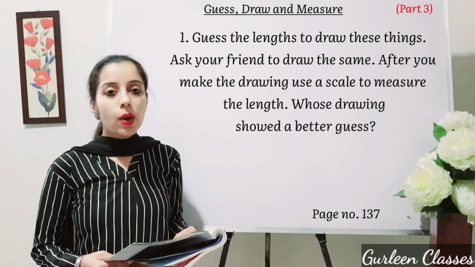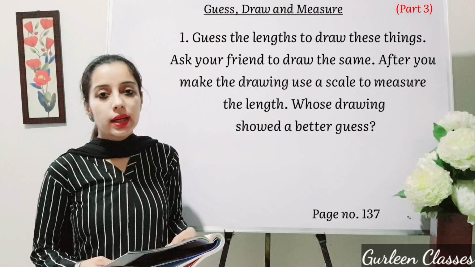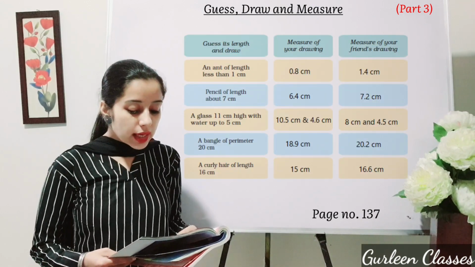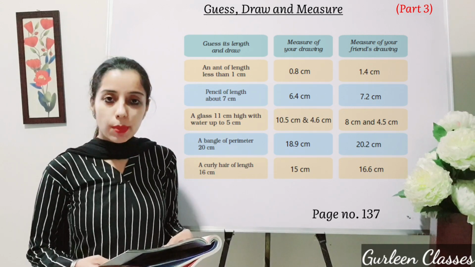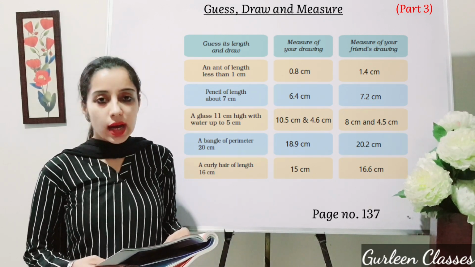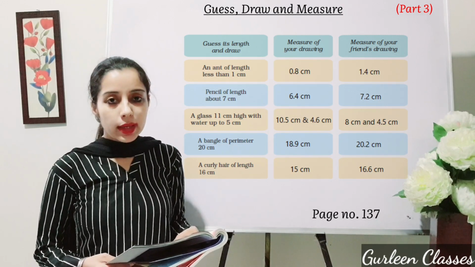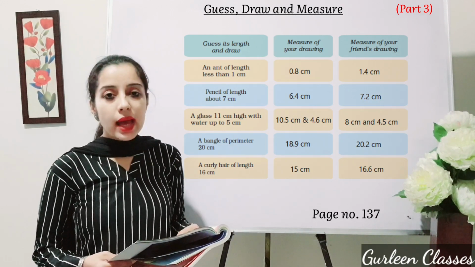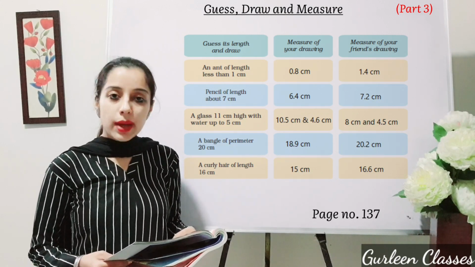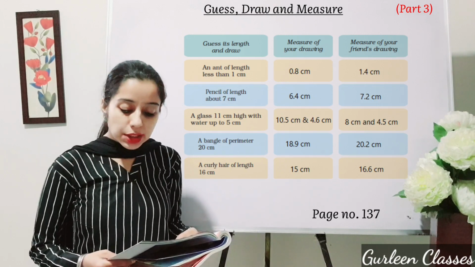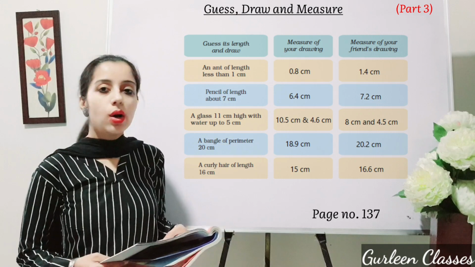So students, according to the drawings, here you have to guess what will be the length. Guess its length and draw. You have to draw this in your rough copy. Guess and write your answer. Measure your drawing. Whatever drawing you are making, A part is an ant of length less than 1 centimeter. So measure your drawing and your friend's drawing. So students, this question you have to do on your own.